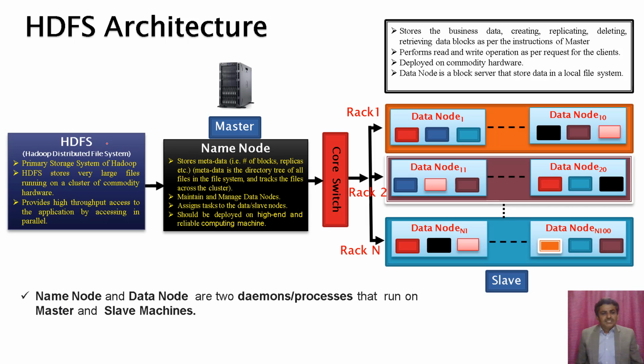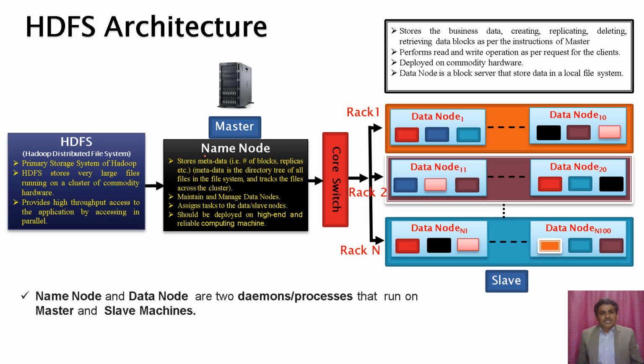First, we will see what is HDFS. HDFS is Hadoop Distributed File System. HDFS is the primary storage system of Hadoop. HDFS stores very large files running on a cluster of commodity hardware. HDFS provides high throughput access to the application by accessing in parallel. HDFS has two components, name node and data node. Name node resides on the master machine while data nodes reside on the slave machines.